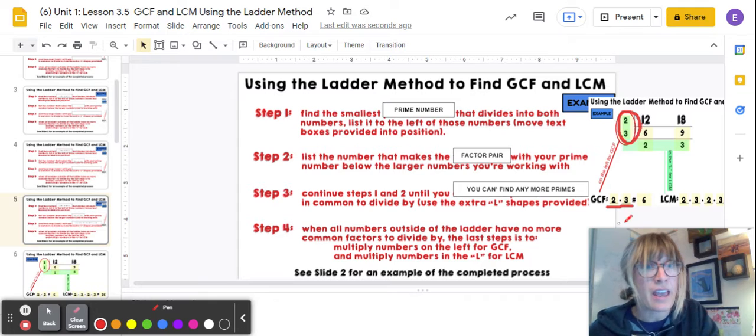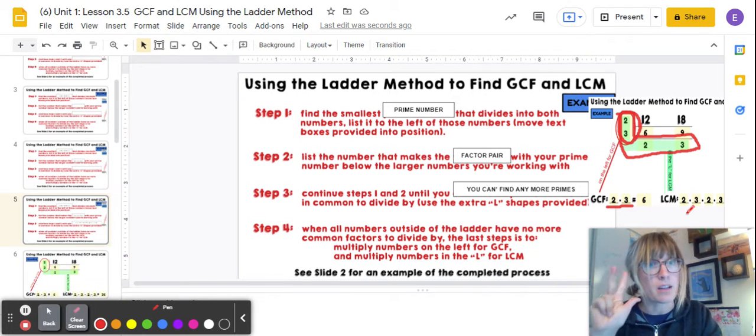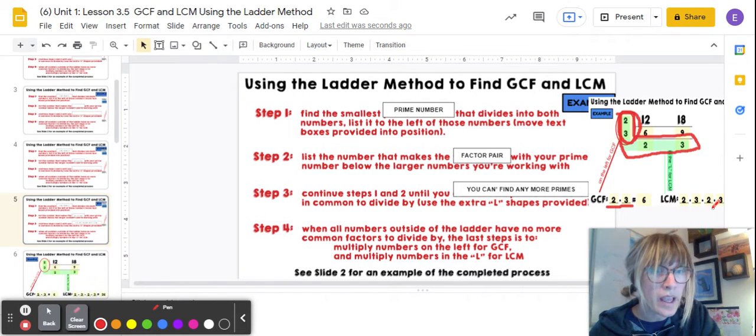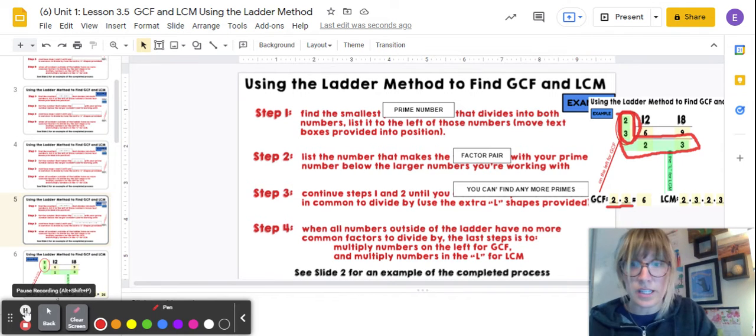To find the LCM, you're going to multiply the L, for LCM. You're going to multiply all those primes in that whole string there together to find the least common multiple of 12 and 18. So 2 times 3 is 6 times 2 is 12. And then we have 12 times 3, which gets you 36.